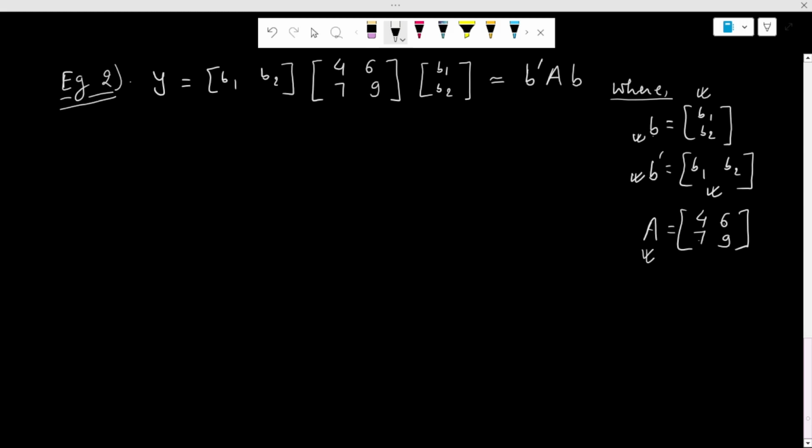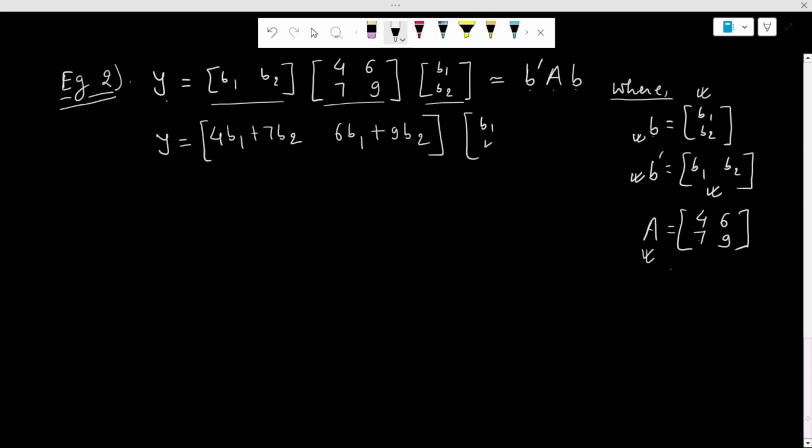Out of this we are going to construct a quadratic equation, and here B is treated as the variable because we don't know it. Y is equal to beta transpose A beta. First of all, let us operate it and find the quadratic equation, then afterwards we'll take the derivative. If we do a simple matrix multiplication, this is equal to 4 beta 1 plus 7 beta 2, and then 6 beta 1 plus 9 beta 2. And after that we are left with beta 1 and beta 2.